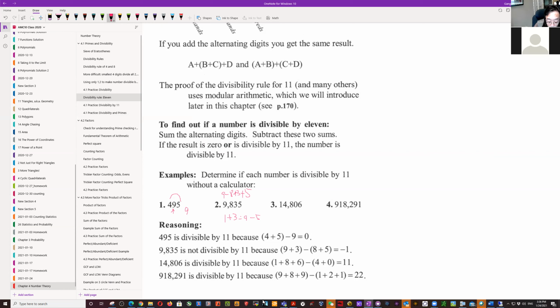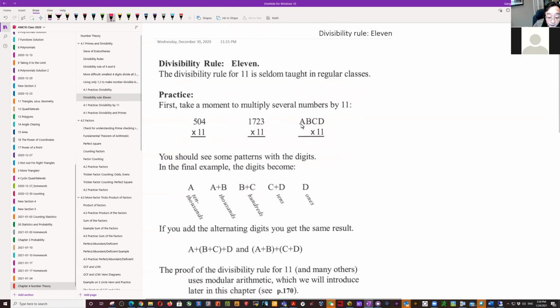So you can either do it this way or you can cancel out ping-pong this way. There's a number theory reason behind this rule. I think we will talk about this later on.